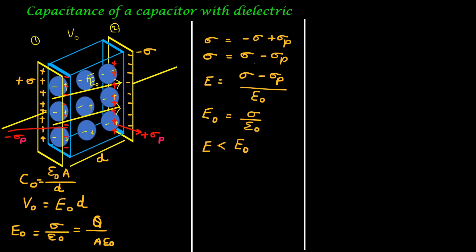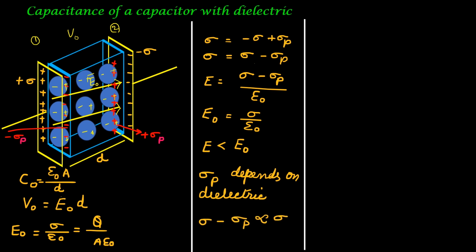This reduction in the electric field is caused by sigma P, that is charge density due to polarization. Polarization depends upon the electric field E naught. For the same electric field, the polarization depends upon the dielectric medium. Different dielectric media like glass, paper, mica, etc. get polarized to different extents by the same electric field.